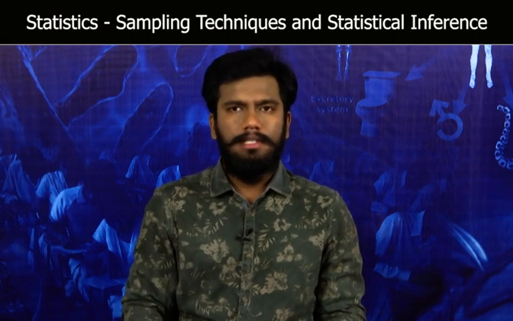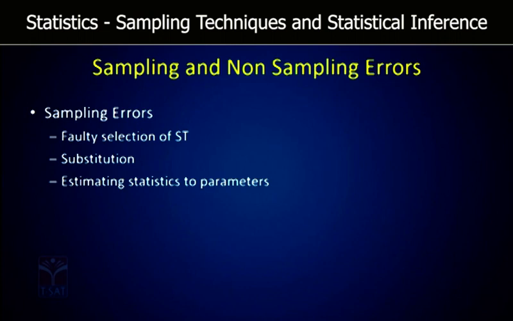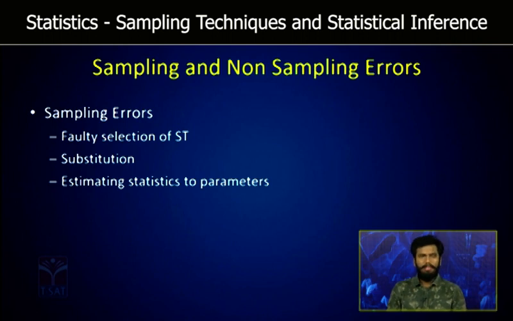See here, sampling errors and non-sampling errors. So what are these sampling and non-sampling errors? See here, there will be many errors occurring while collecting the data, processing the data and analyzing the data. So all these errors are classified into two types, that is sampling errors and non-sampling errors. So the sampling errors చూద్దాం first.